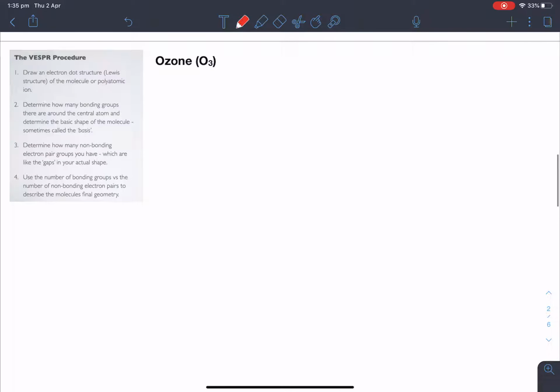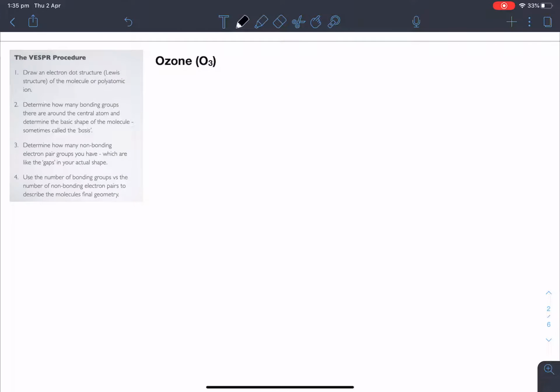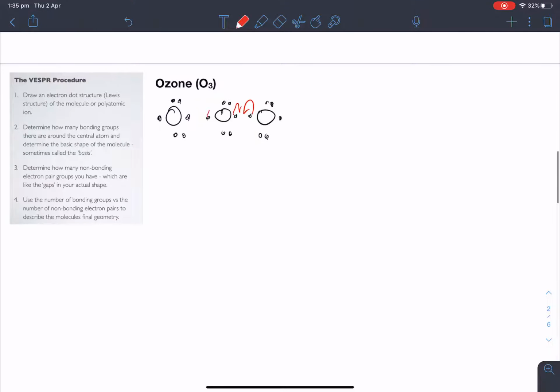Ozone, if you don't know, is O3. So we're going to need 3 oxygens. 1, 2, 3. Let's start with the Lewis dot diagram. Let's put on our 6 valence electrons for each oxygen. 1, 2, 3, 4, 5, 6. 1, 2, 3, 4, 5, 6. Okay. They're all non-metals. They're going to share electrons. Let's share 1 each and make a single covalent bond between each oxygen there.